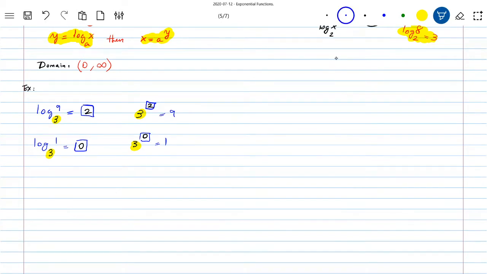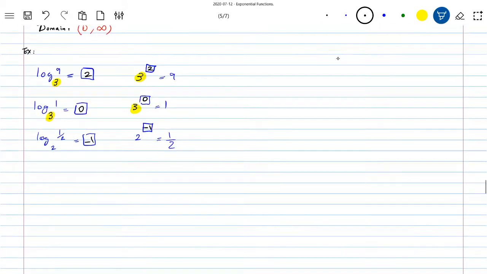How about log 1/2 base 2? You can always write it again. 2 to the power what gives you 1/2? If you remember negative exponent, 2 to the power -1. So therefore log 1/2 base 2 equals -1.